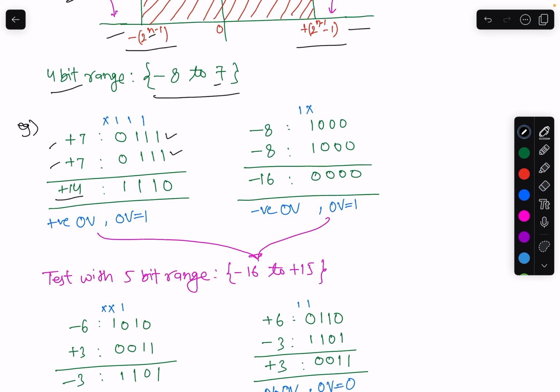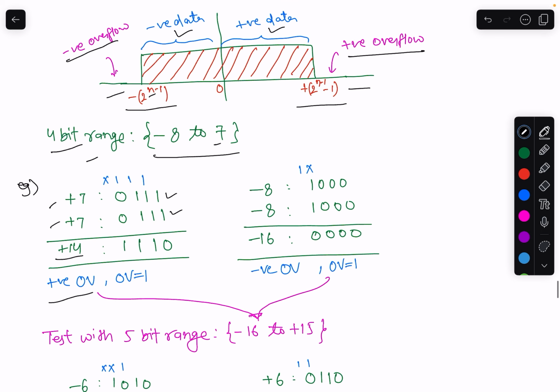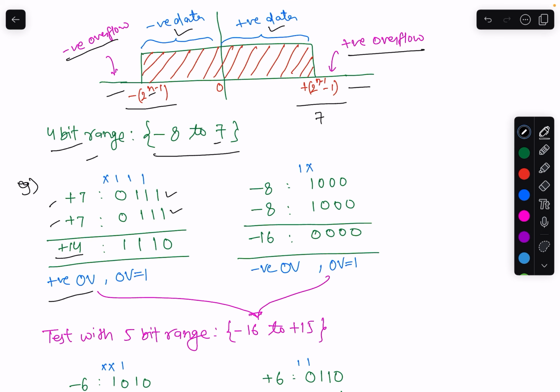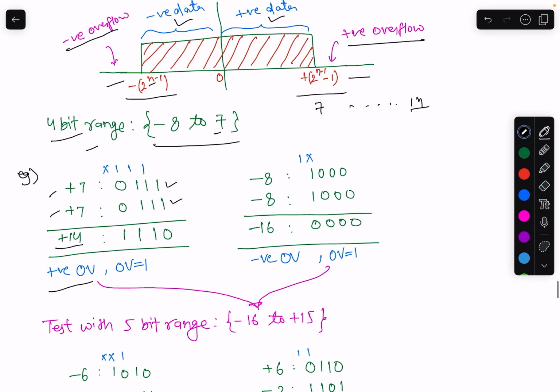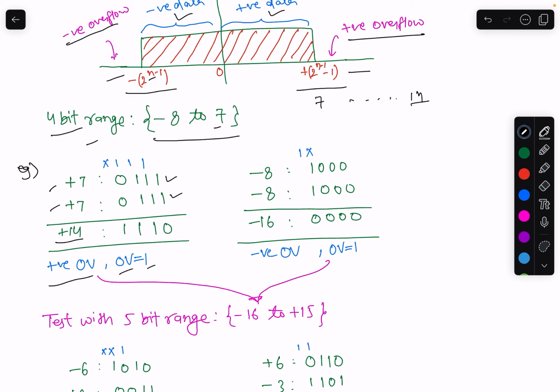We can see that we cannot represent 14 in 4 bit, so there is an overflow, and this is positive overflow because the maximum is 7 here, but our result is 14 somewhere here. So this is positive overflow, and the overflow flag is 1. So in the unsigned data we have the carry flag, but in the signed data, that is two's complement, we have the overflow flag. So overflow is 1 and it is positive overflow.